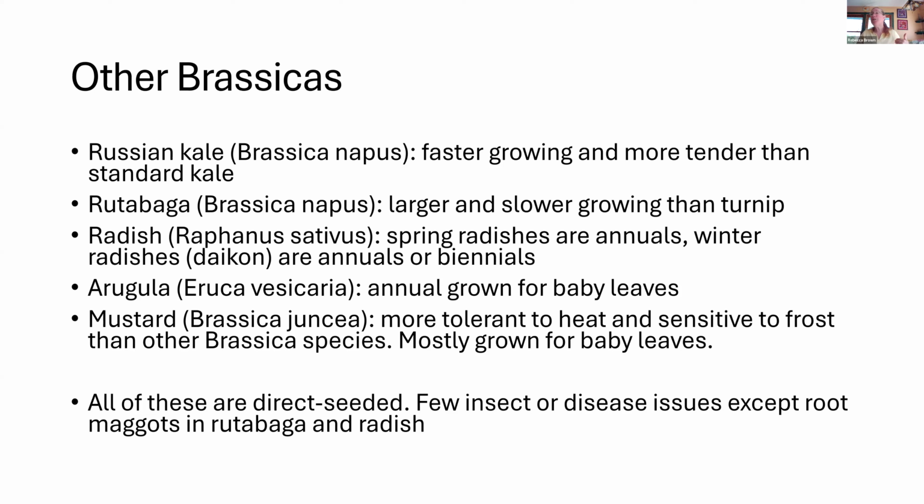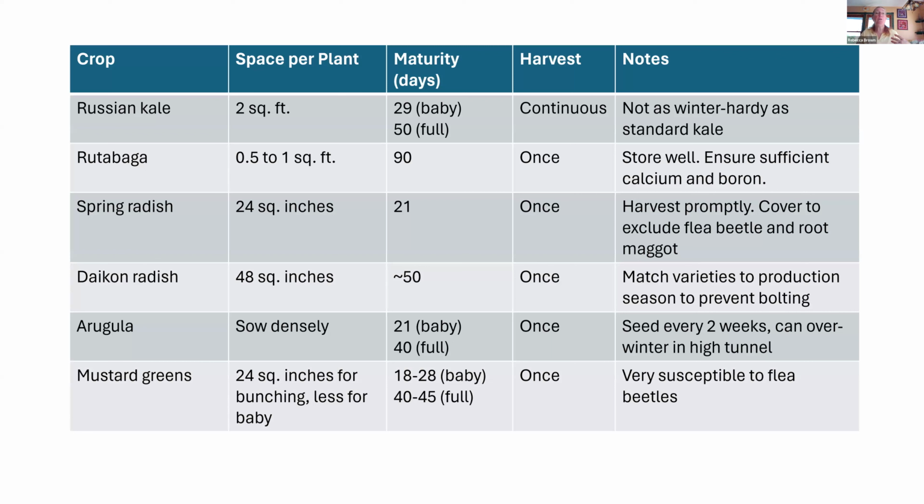And if you have either a lot of customers who grew up in that culture, or customers who emigrated from Africa or India, you may have a market for bunching mustard greens. And all of these are best direct seeded. They don't transplant well. So here's a chart for them, giving you an idea of the spacing that you need. You'll notice that most of them can be grown quite close together.